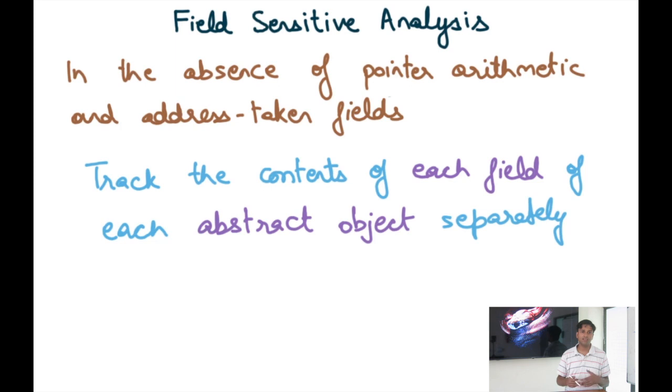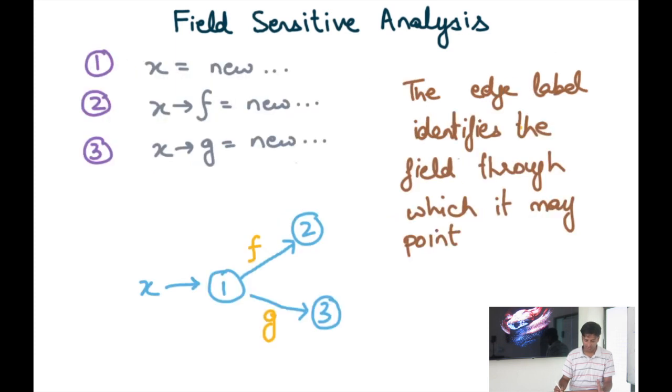But many languages like Java and C# do not allow such pointer arithmetic or address-taken fields, in which case you can track the contents of each field of each abstract object separately. So you can say that the F field of abstract object 1 can point to 2 and the G field of abstract object 1 can point to 3, and that gives you more precise information. For example, in the same example, x dot F equals new means the F field in the object allocated at site 1 can point to 2. And the G field of an object allocated at site 1 can point to an object allocated at site 3.